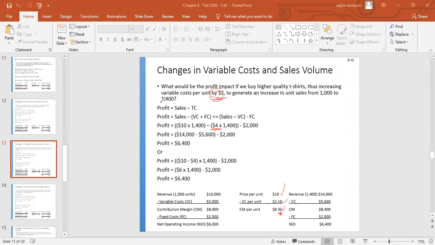That's a big deal because we are losing $2 on each unit. So now we say we will sell 1,400 t-shirts. So look what happens. Previously we were selling 1,000 t-shirts. Now we're selling 1,400. That's 40% increase. But we will make only $400 more, even with fixed costs staying the same. Why? Because our contribution margin is so much lower, right?